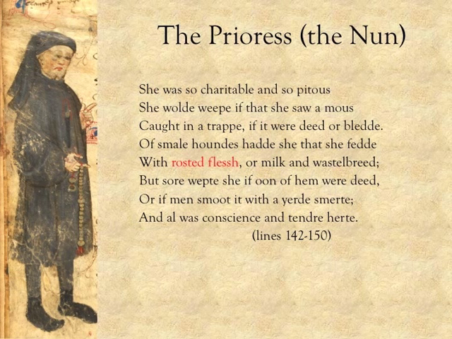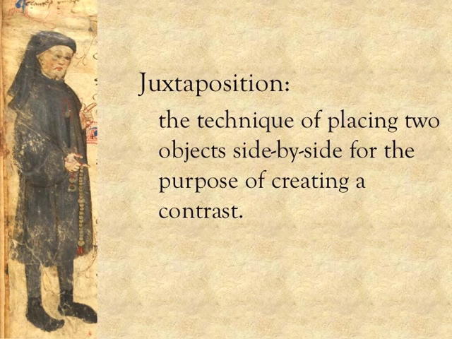But by putting these two details right next to each other, this is a technique known as juxtaposition, which literally just means putting things side by side for the purposes of contrast. By putting that line about her feeding the dogs with roasted flesh right after his mention that she cries when she sees a mouse caught in a trap, I think we pay more attention to that detail. In other words, the contrast between these two attitudes seems to point out maybe some inconsistency in the nun's character. Chaucer's actually a big fan of juxtaposition. It's a great technique for ironic effect.